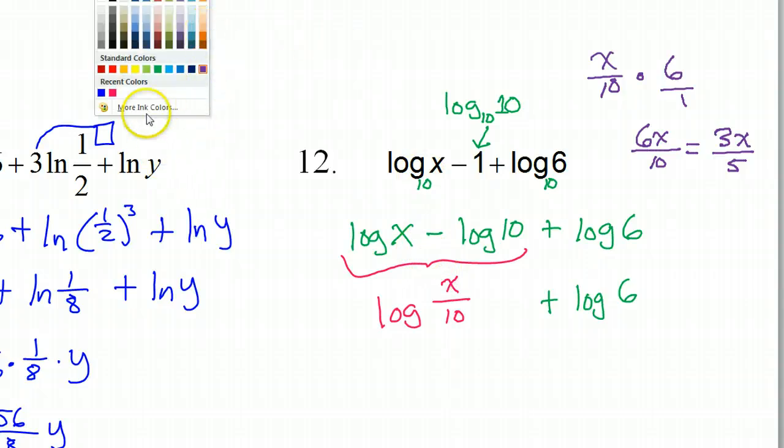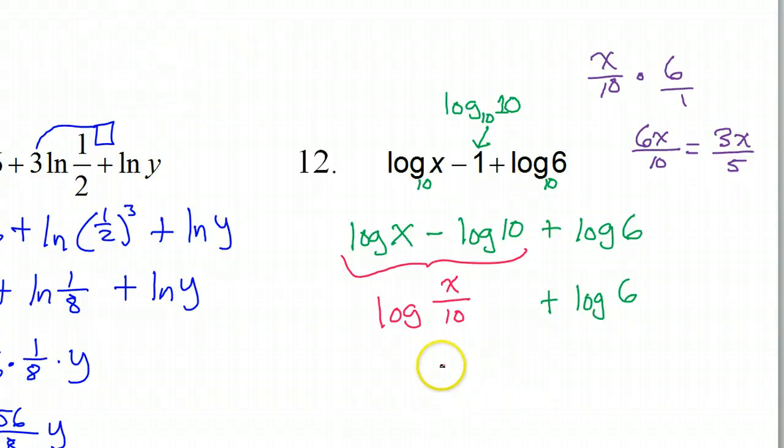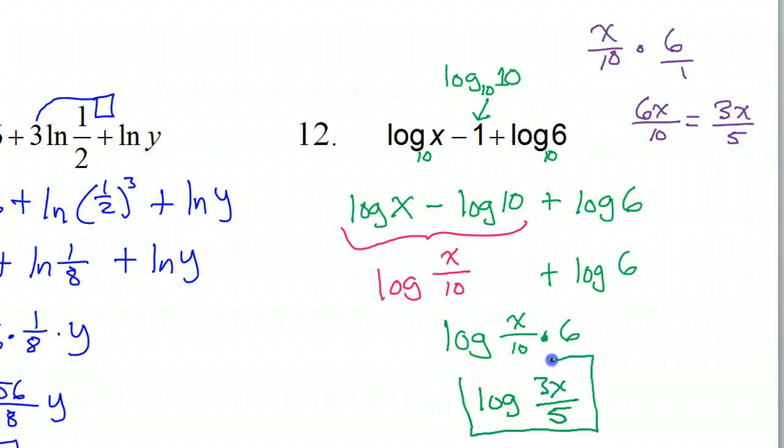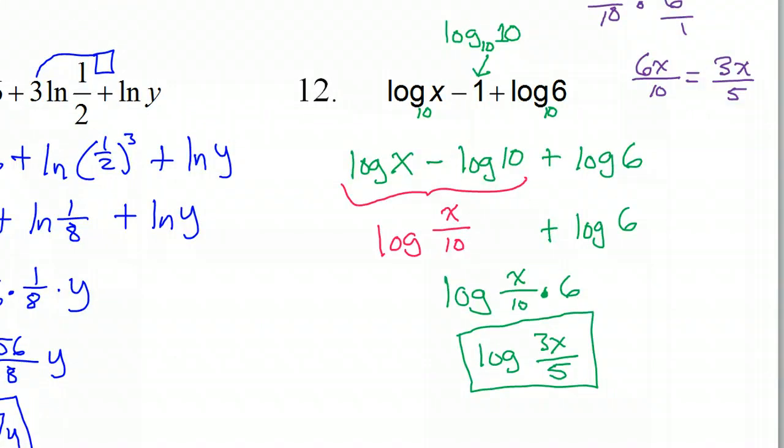So maybe I'll show this one extra step. If I put this as one log, what I have is x over 10 times 6 is what's happening with just the single log. But like I just showed you, if I do that, I get 3x over 5. So the final answer would be like this, log 3x over 5. And that is it, both for this problem, and that is it for this particular lesson/assignment.